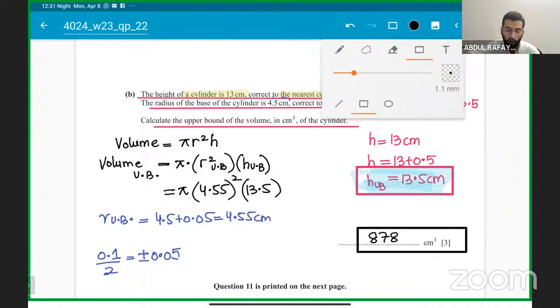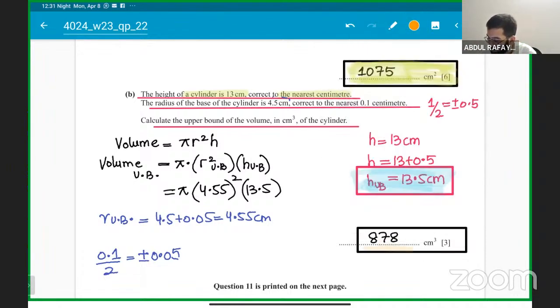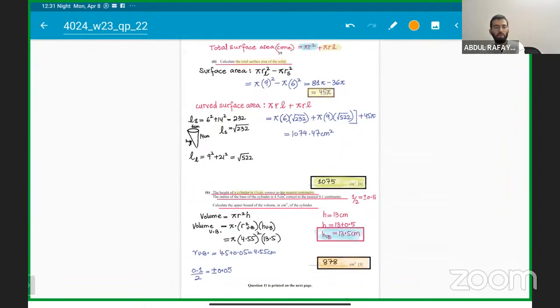So basically they have tested your cylinder concept, whether the student knows what the volume of a cylinder is, and they have also tested your upper and lower bound. With this, the mensuration question gets completed. And I'm expecting that everyone got this in detail because I have tried to solve it in as much detail as possible. Anyone, any doubts? Let me know. Any questions?